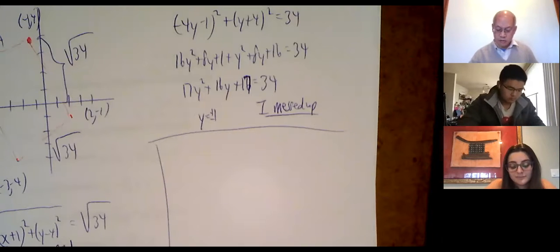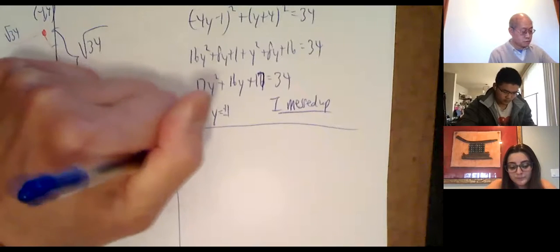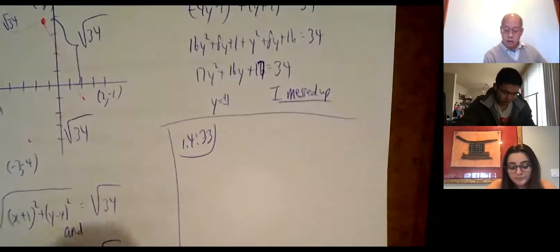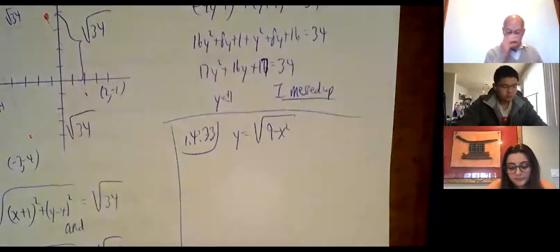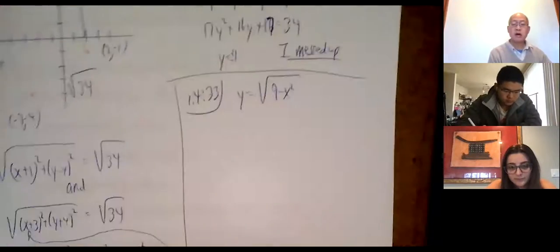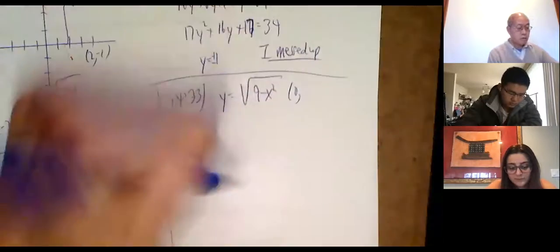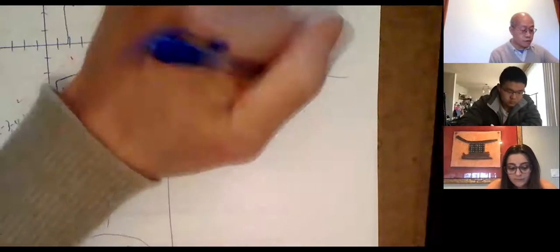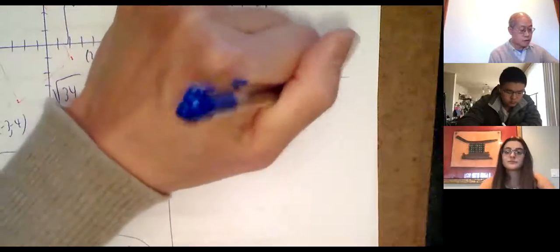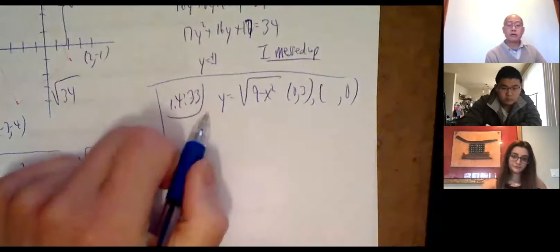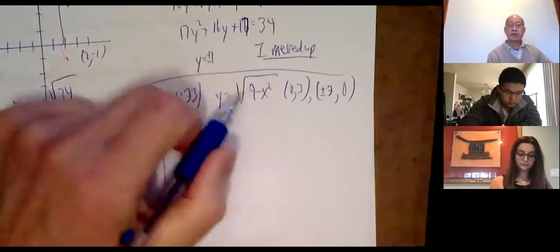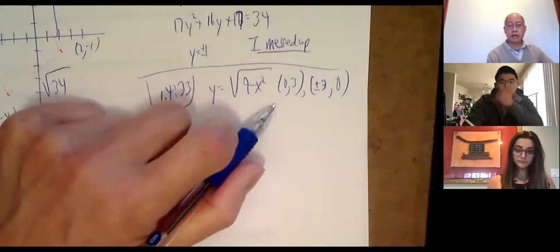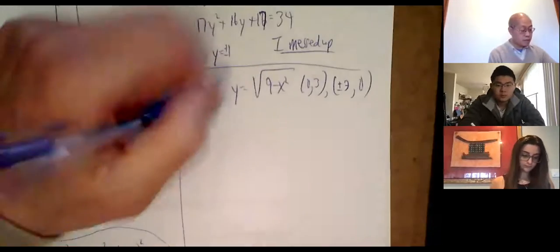Okay, 1.433. y equals radical 9 minus x squared. Okay, intercepts. Plug in x is 0. You get square root of 9, which is 3. Plug in y is 0. Then x can be plus or minus 3, because 9 minus x squared equals 0 means I can plug in either 3 or negative 3. Those are the intercepts.